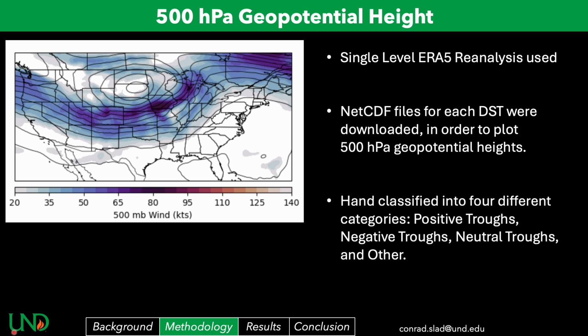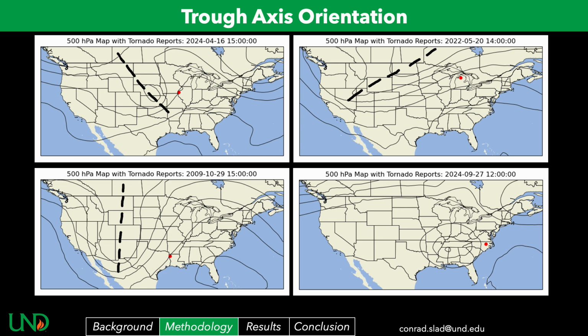And basically using all the days that I found those significant tornadoes, the 740 of them, I pulled NetCDF files and plotted the 500 hectopascal geopotential height. And now that can help me classify the troughs into different categories: the positive trough, the neutral trough, or the negative trough. And I do also have this other category, and I'll get to that in just a minute.